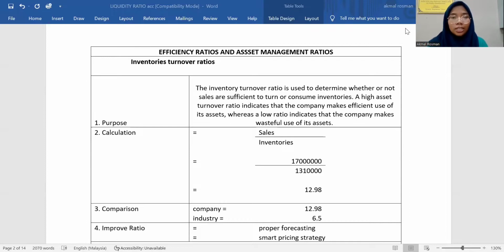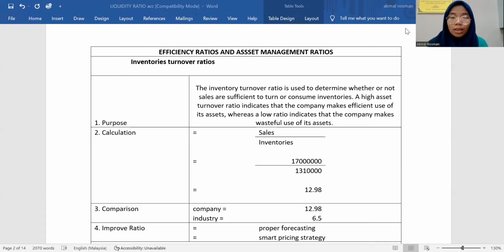As you can see at the calculation, there's sales divided by inventories. The sales is 70 million divided by the inventories 1.31 million, and the Muhamad got 12.9898.